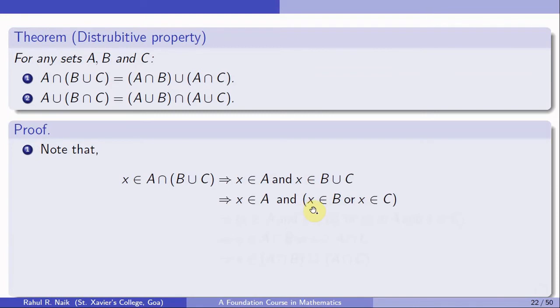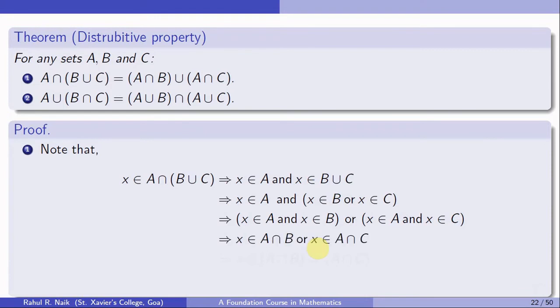And now whatever is in the bracket is exactly your definition of A intersection B. When do we say that x belongs to A and x belongs to B? x belongs to A intersection B, or this is the same as saying x belongs to A intersection C. So x is in one set or x is in another set, which is the same as saying x is in the union of these two sets. A intersection B is one set, A intersection C is another set. So this proves that A intersection (B union C) is contained in (A intersection B) union (A intersection C).